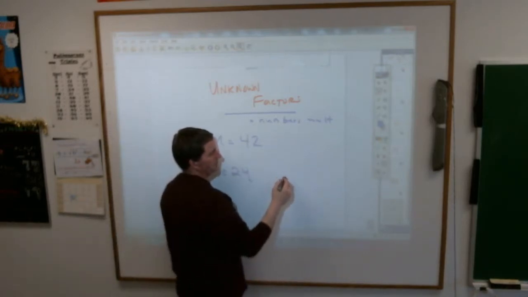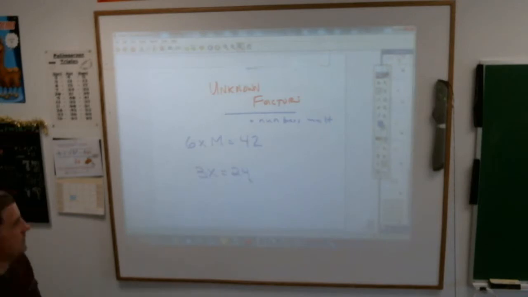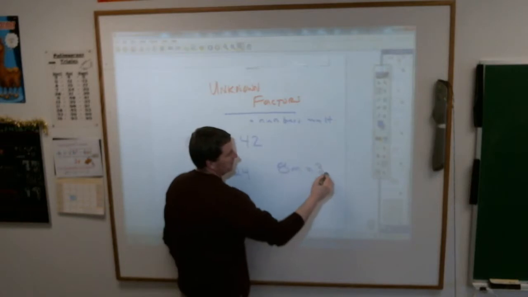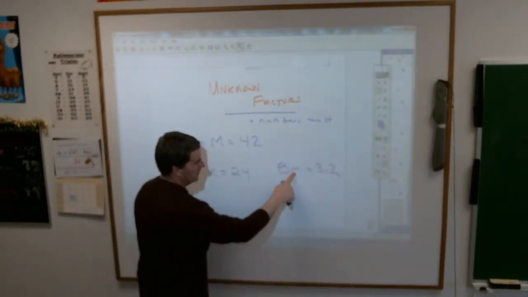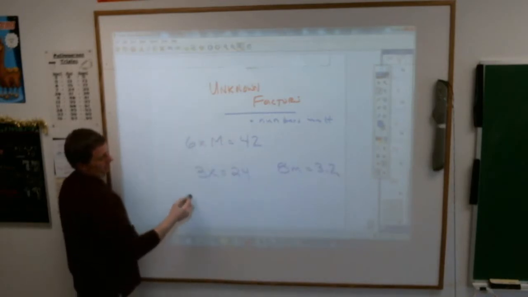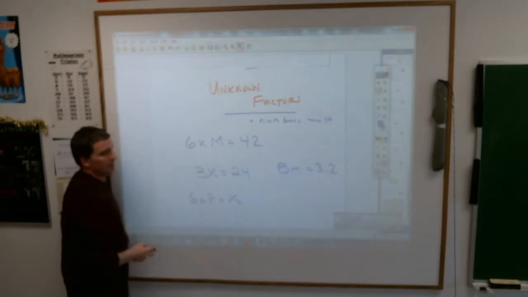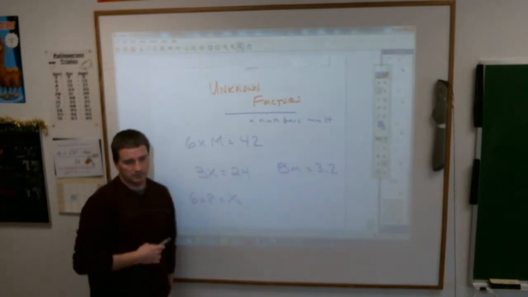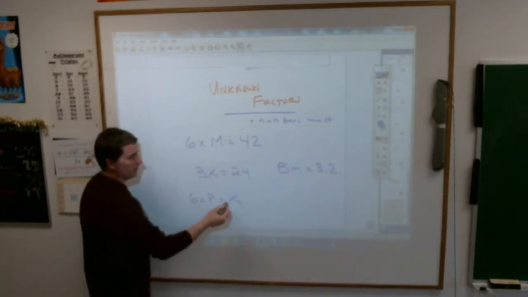How about, let's look at this here. 8m equals 3.2. Unknown factor here. What if I have this? 6 times 8 equals x. Do I have an unknown factor there? I don't. I have an unknown product. But you probably know what the product is. Don't you? So we're not worried about that.